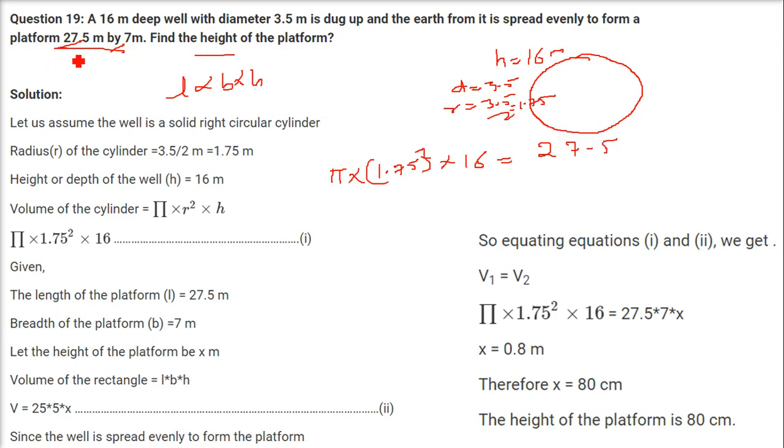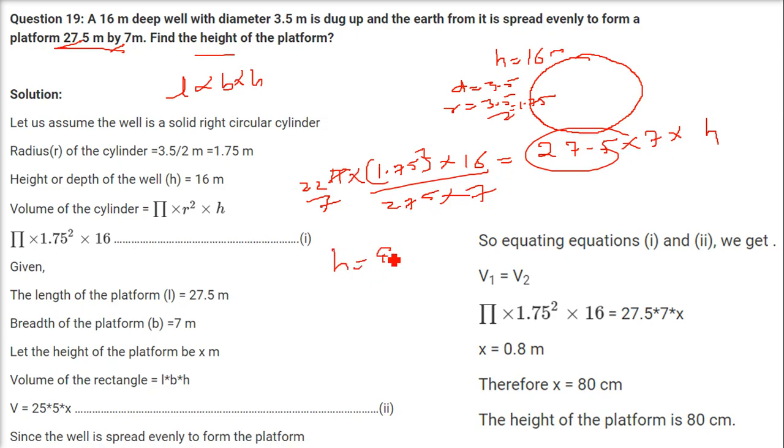27.5 into 7 into this height we don't know. So pi is known, just take it as 22 by 7 and put this 27.5 here and 7 here. Everything is known. Height will come as 0.8 meter. So you can just make it as 80 centimeter. So height will be 80 centimeter.